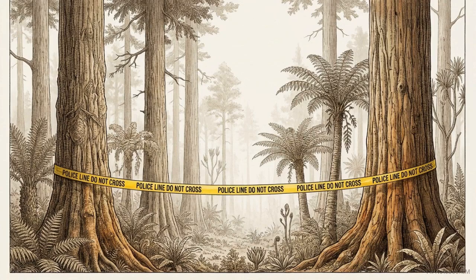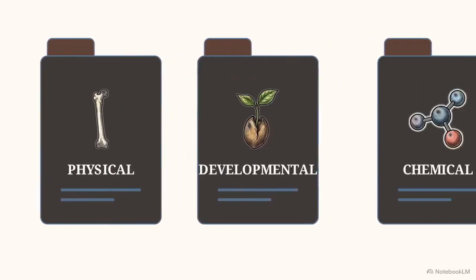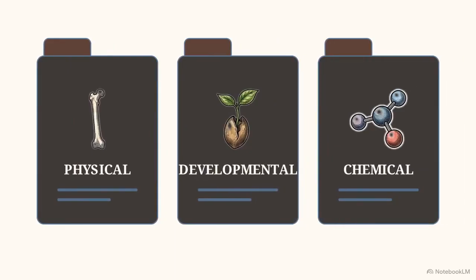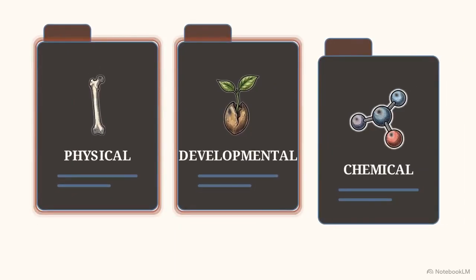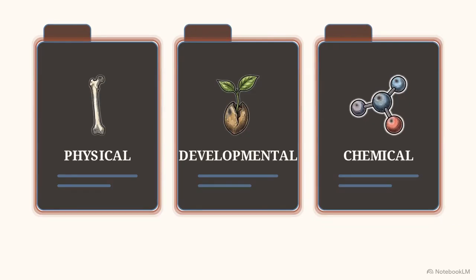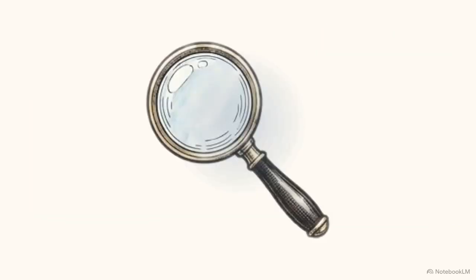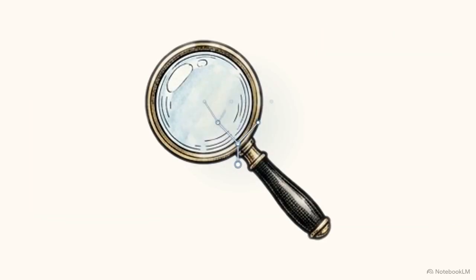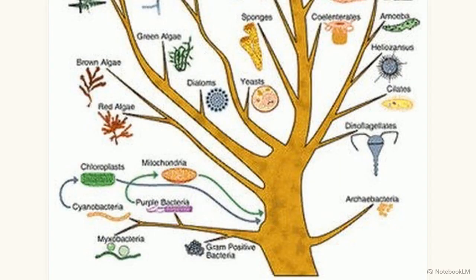Imagine walking into a crime scene millions of years after the event. There are no eyewitnesses. To figure out what happened, you have to rely entirely on the physical, developmental, and chemical remnants left behind. That is exactly how evolutionary biology works. This diagram illustrates a concept called monophyletic origin.